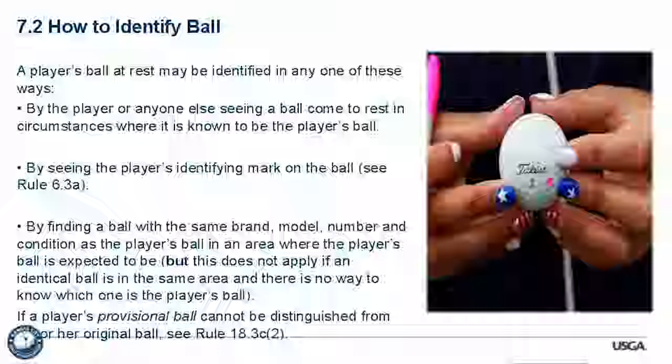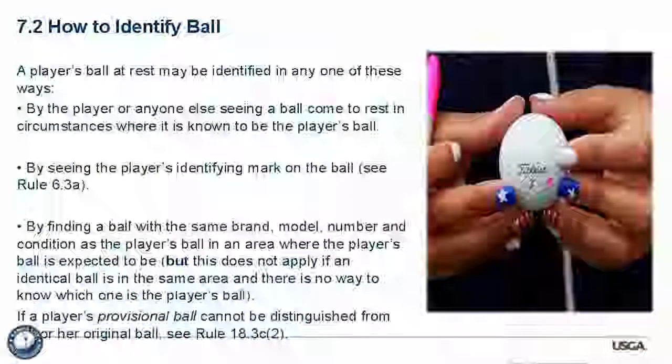The rules just point out what we really can do and give us a little bit more examples of what we can do in the rules. So it can be identified by the player or anyone else seeing a ball come to rest in circumstances where it's known to be the player's ball. So if you hit a drive right down the middle of the fairway and it comes to rest 250 yards right in the middle and everybody sees it, okay, we know it's your ball. You don't have to go through a process in identifying it. We know your ball is there.